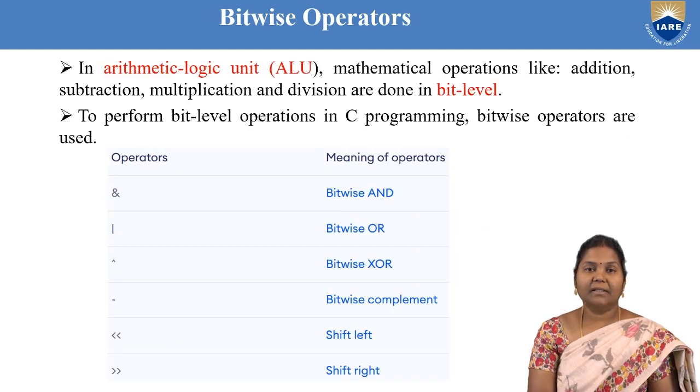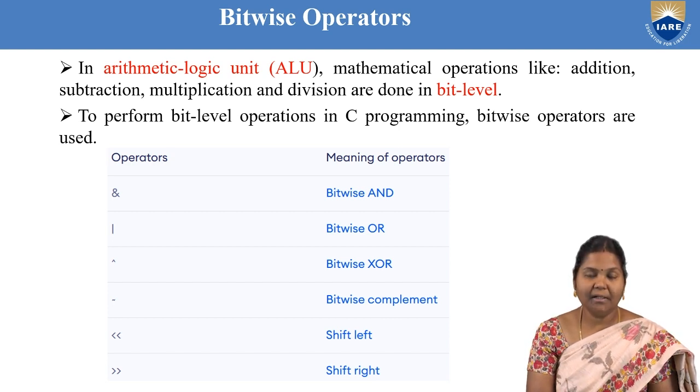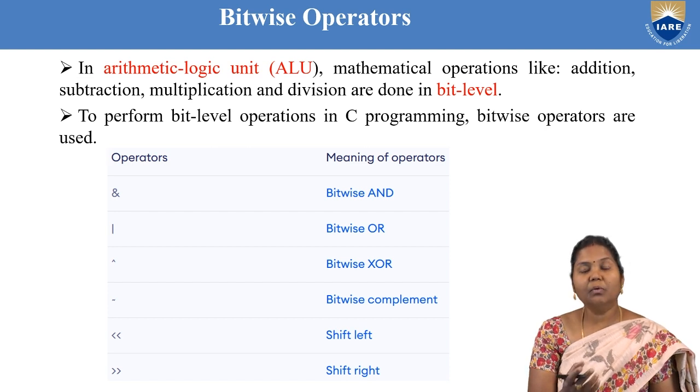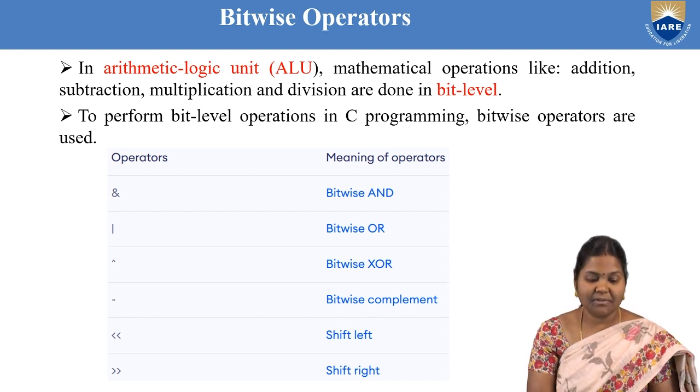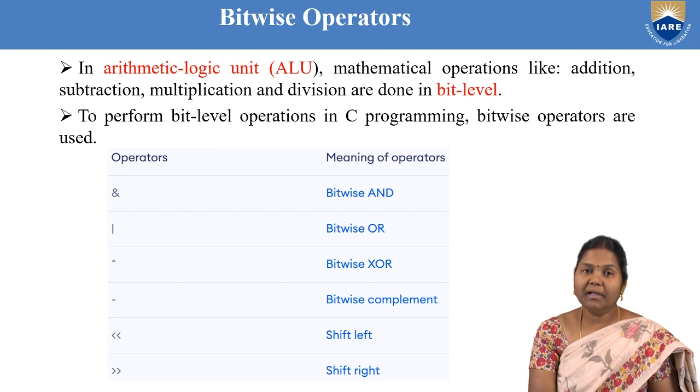Then, the next category is called bitwise operators. Now, in your computer, there is an important part called an ALU, arithmetic and logic unit, which will do all the arithmetic and logical operations at the bit level, that is, at the hardware level. So, at the hardware level, the data is processed in bits. So, to support the interaction with your hardware, a number of bitwise operators are available in C language. So, to do the bit level operations, what are the bitwise operators available?